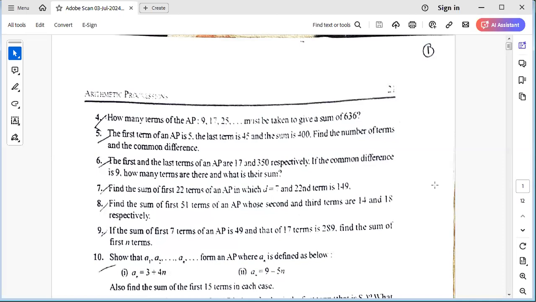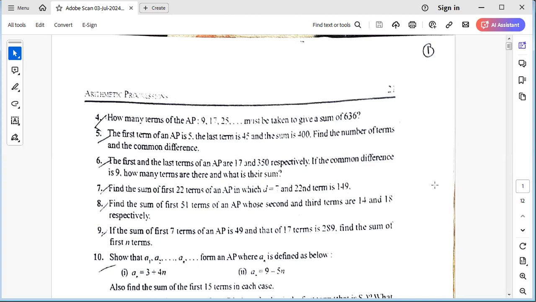Hello, student. Welcome to this chapter of arithmetic progression. Since this is a very big chapter in the 10th class mathematics, I have done a series of videos for this. And in the last session, I have solved the first and second problems of the exercise 1.3.